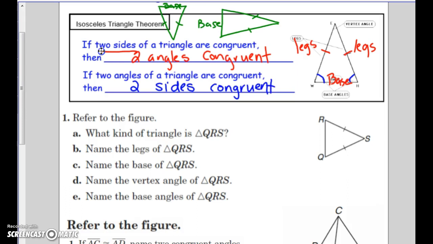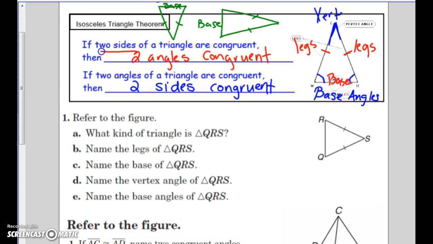Okay, so we have legs, we have a base. We then talked about the base angles being the ones that are congruent, right? Yes. This one up here is the one we haven't named. The vertex. It is the vertex angle.